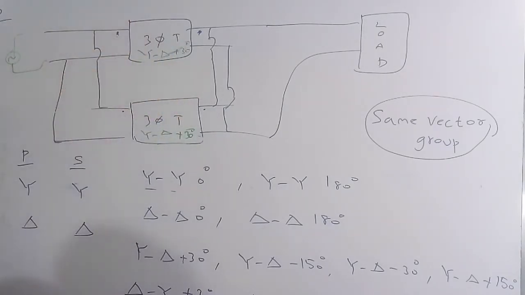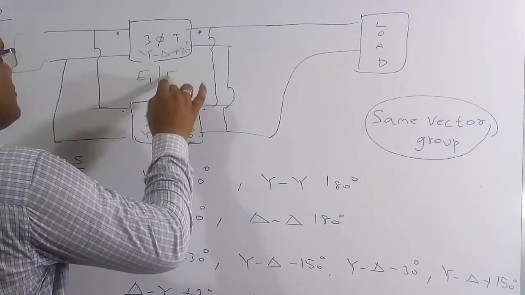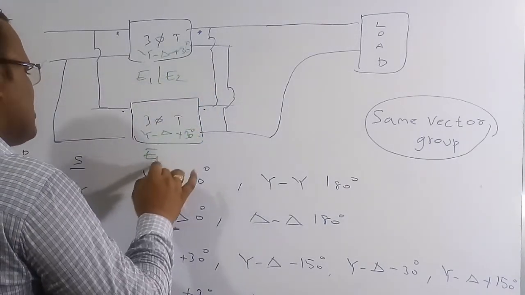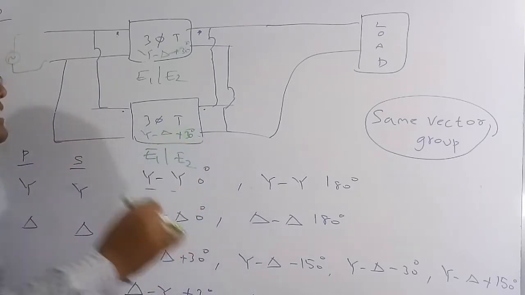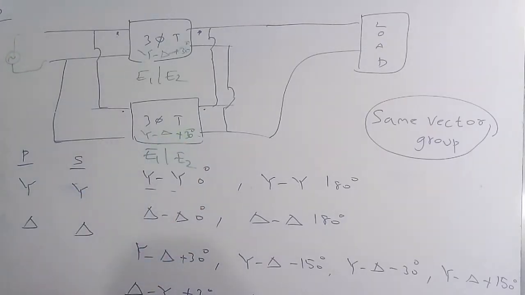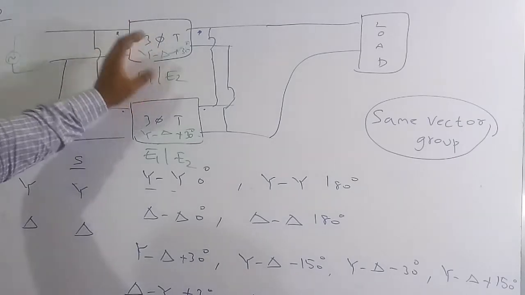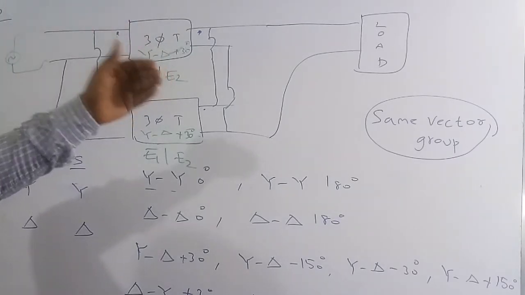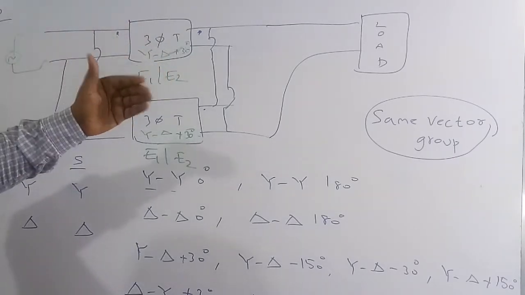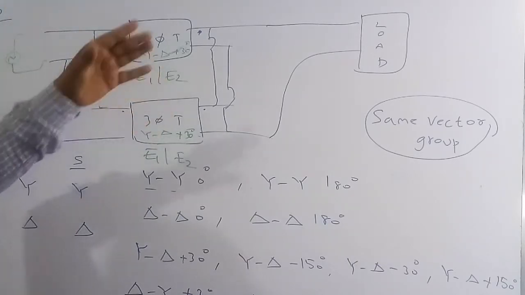Also, in a single phase transformer the voltage ratio should be the same, and this is also the same for the three phase transformer. But if you want to know the extra condition, they have to be the same vector group and also the same phase sequence. This is the extra point for parallel operation of three phase transformers compared to single phase transformers. Now we are going to solve the 17th question.